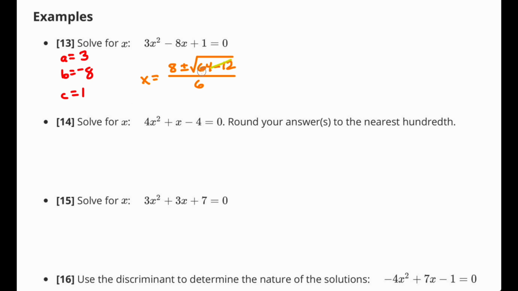From here, 64 minus 12 is 52, so I'm going to put a 52 under there. It's the square root of 52. So it's going to be 8 plus or minus. Now we have to simplify that square root of 52, which ends up being 2 root 13 if you simplify it. I'm not going to waste the video going over that, but you can do that yourself and see that you get that same value. You can divide the top and the bottom, all of the terms, by 2, so you would end up with 4 plus or minus root 13 all over 3 as the final answer.